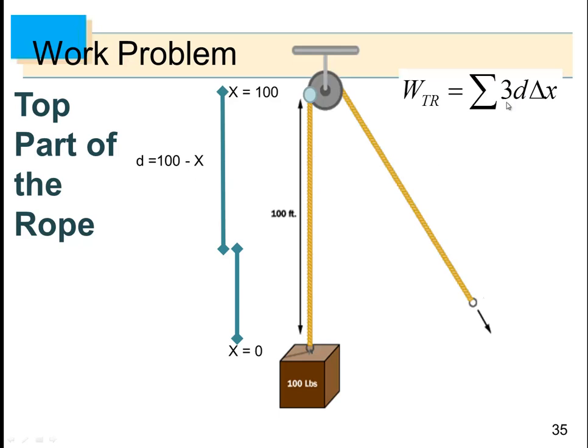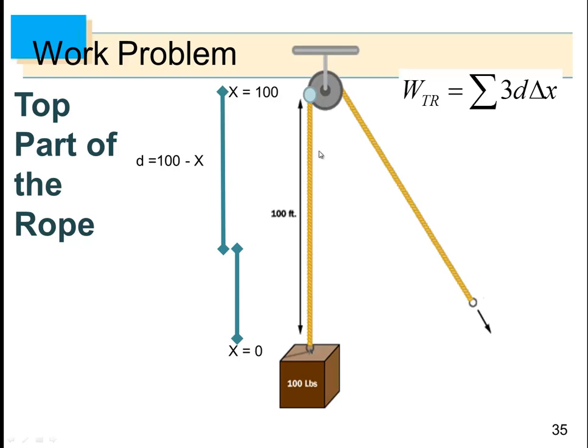I have a 3 in there because the density of the rope is 3 pounds per foot. And then I have a little delta x there because each section of the rope represents just a small segment of it. The key point is we're going to figure out the distance for each point, and we're going to basically add the work for each of those points.